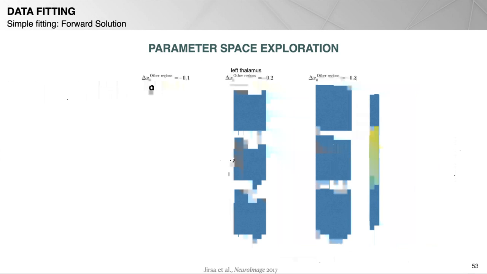So here is an example of the parameter space done in the paper. Here they investigate the left thalamus. The changes of the excitability in the epileptogenic zone show clearly little influence on the number of seizures in the model.